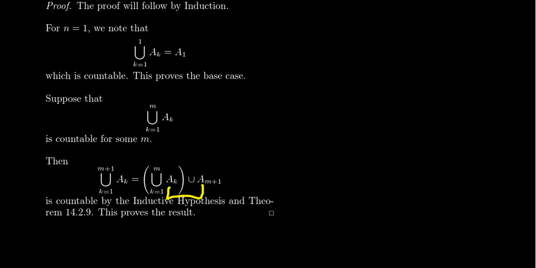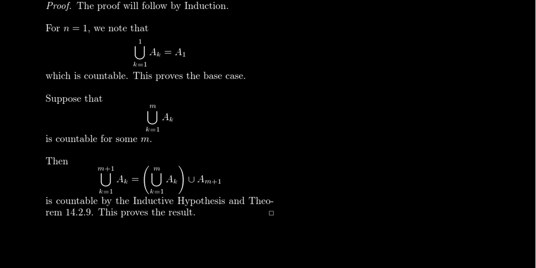So Theorem 14.2.9, which is just above on the slide, shows that the union of two countable sets is countable. So therefore, this is countable, and therefore the result follows by induction. If you take a finite union of countable sets, that is itself countable.